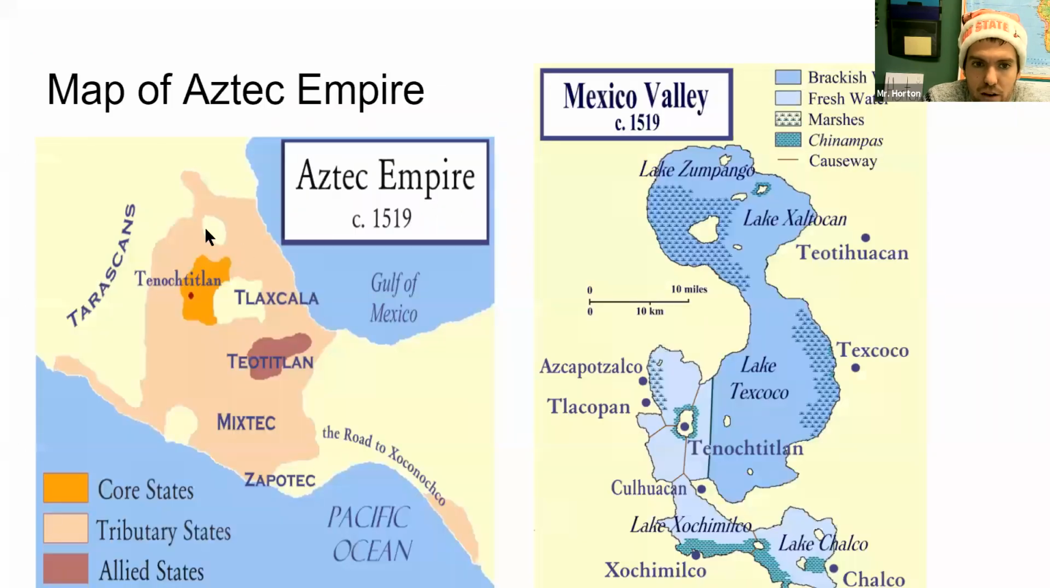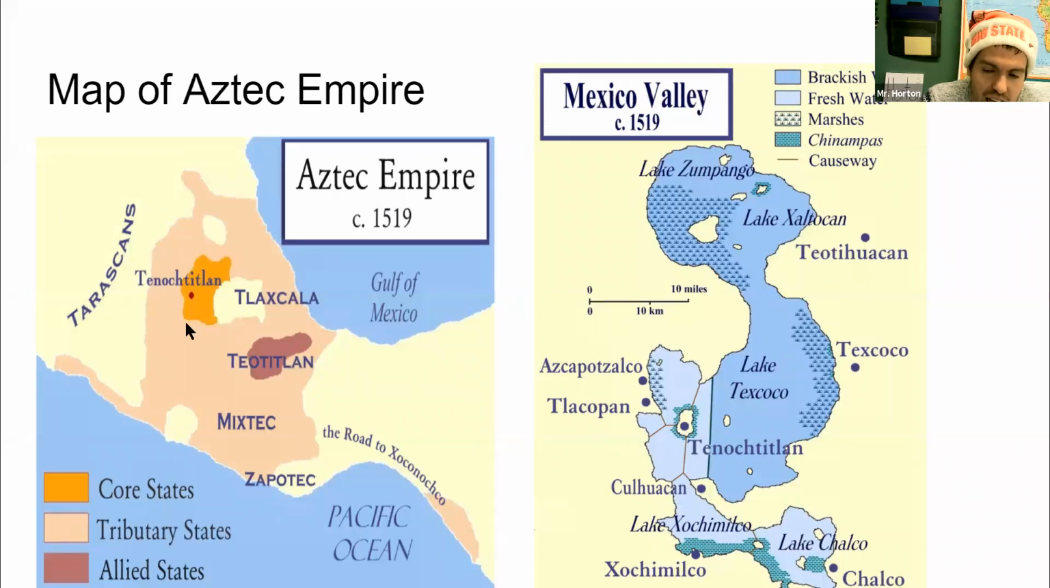Let's take a look at a map of where the Aztecs were located. The colored portion of this map here is where the main strong point of the Aztecs was located. Tenochtitlan is right there in the middle of this orange region, and that was the main core state of the Aztec Empire. The states here are basically like little towns or villages. There were over 500 cities or states that were part of this empire.